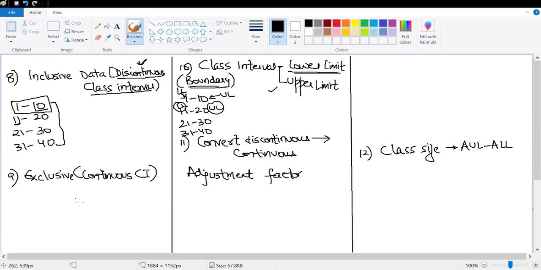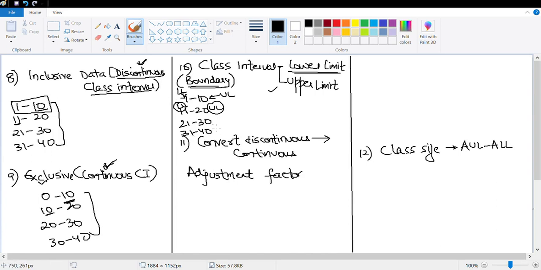Now comes the next one, continuous class interval. How would it look? Well, if discontinuous is where it is not equal, then continuous would be when it is equal. So 0 to 10, 10 to 20, 20 to 30 and 30 to 40. In this case, the upper limit of one and the lower limit of the next one are equal. So this is known as exclusive or continuous. Continuous is the word which is used more frequently. We talked about class interval in any case.